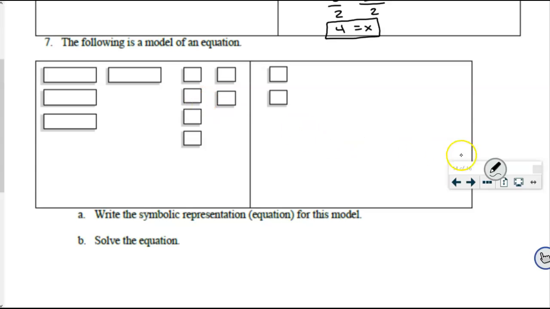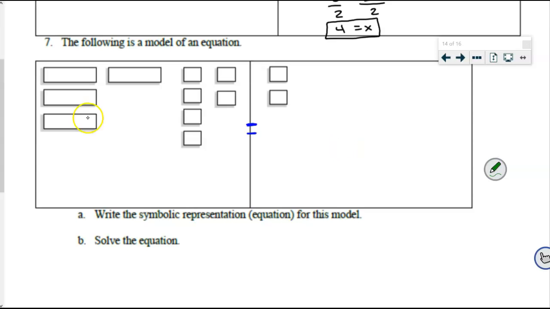Now, this is a model of an equation that we are going to write, and we're going to write it together so that you can see what my expectations are. We have to write the symbolic representation, meaning the equation of this model. Remember, I don't like that it doesn't include those equal signs. Please remember that that bar means that all of the stuff on this side is equal to all of the stuff on this side. We good? Let's focus.